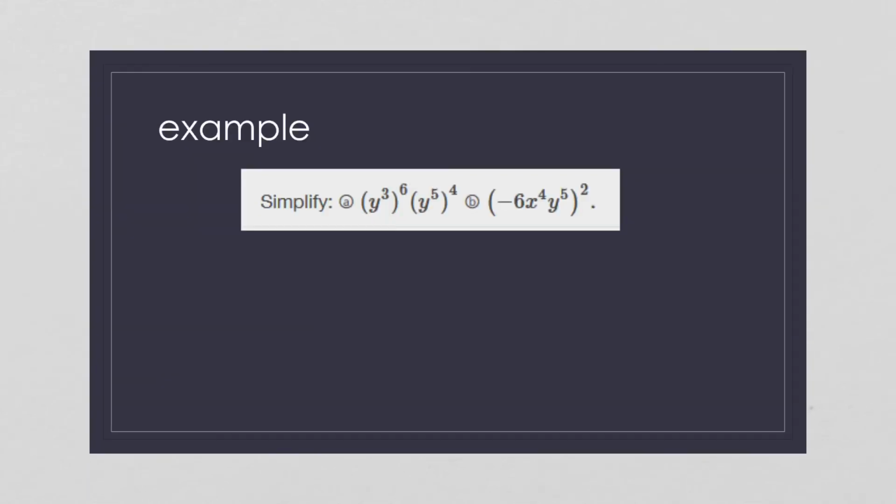All right, well, sometimes we have to combine some things, okay? So we're actually combining the rules that we've learned tonight. And look, I've got a power raised to a power and a power raised to a power. So on part A, I would have y to the 18th times y to the 20th. And now, since I have the same base and I'm multiplying, I can add my powers together. Y to the 38th power is my final answer.